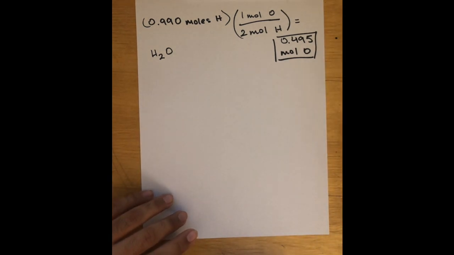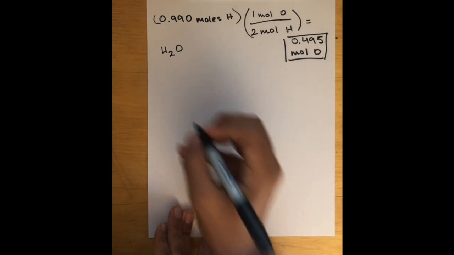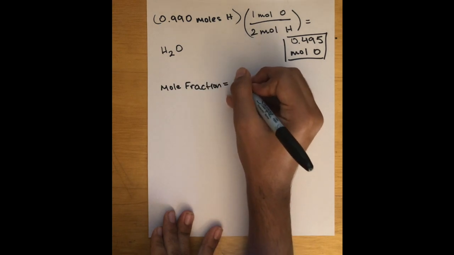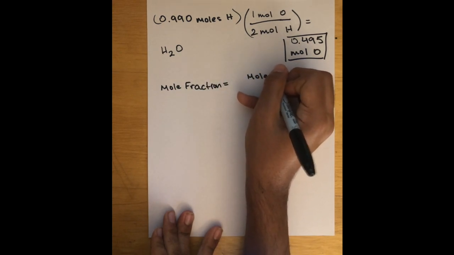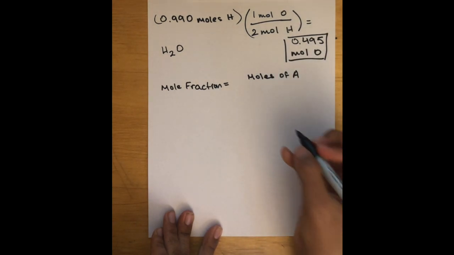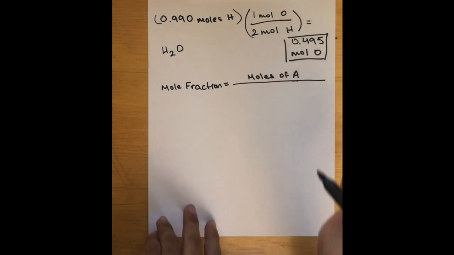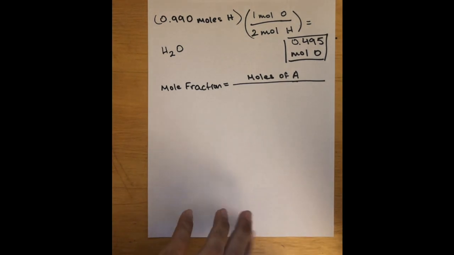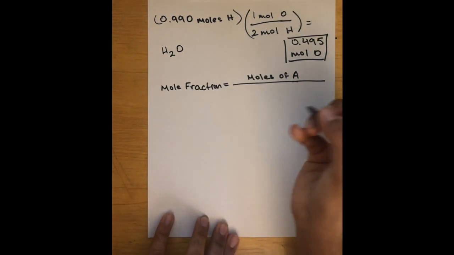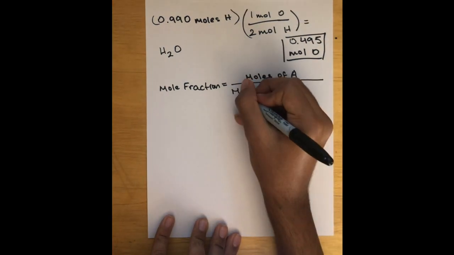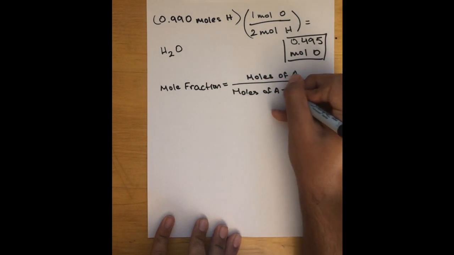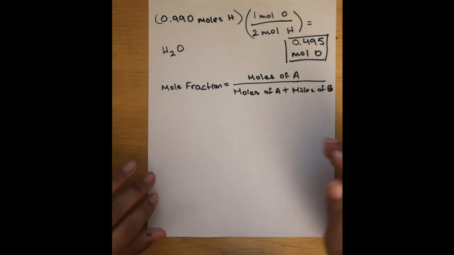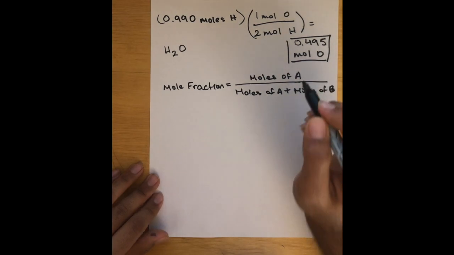So this is actually going to be quite simple. As I said earlier, mole fraction is equal to the moles of A, which simply denotes the substance we are trying to find the percentage of, over the total moles present in the substance you're comparing. So that would just be the combination of the moles of A plus the moles of B. So we know that we're trying to find the mole fraction of hydrogen.